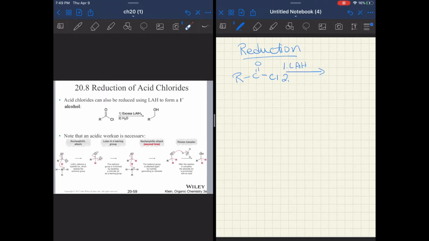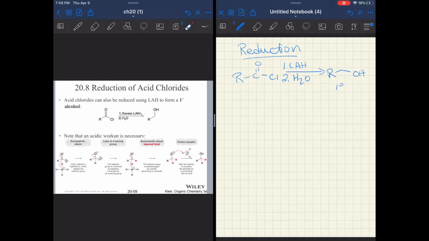So LiAlH4 or LAH is lithium aluminum hydride. You're going to follow that up with water. This is going to take any of your carboxylic acid or carboxylic acid derivatives down to an alcohol or amine. We'll see that probably in another video here. You're going to wind up with a primary alcohol in the case of the acid halides.